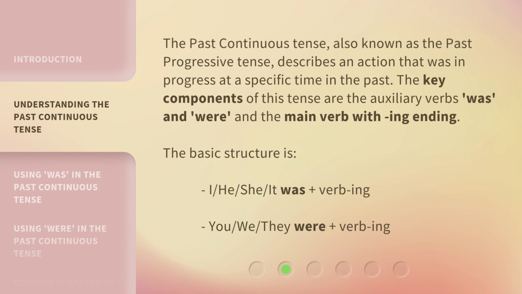The past continuous tense, also known as the past progressive tense, describes an action that was in progress at a specific time in the past. The key components of this tense are the auxiliary verbs was and were, and the main verb with ing ending. The basic structure is I, he, she, it was plus verb ing. You, we, they were plus verb ing.